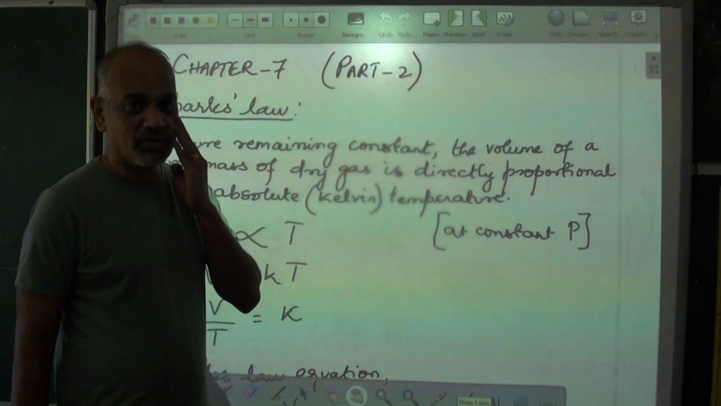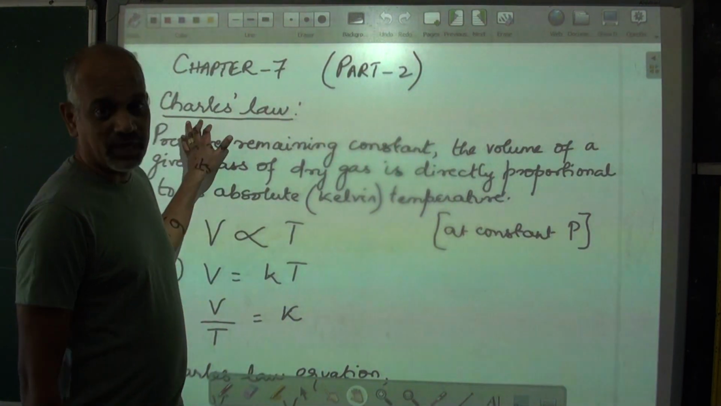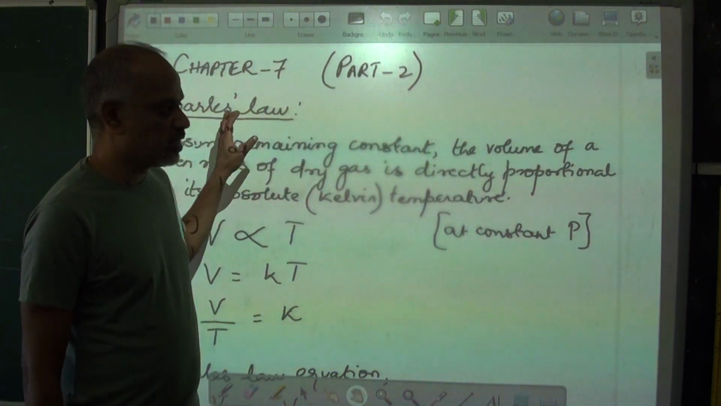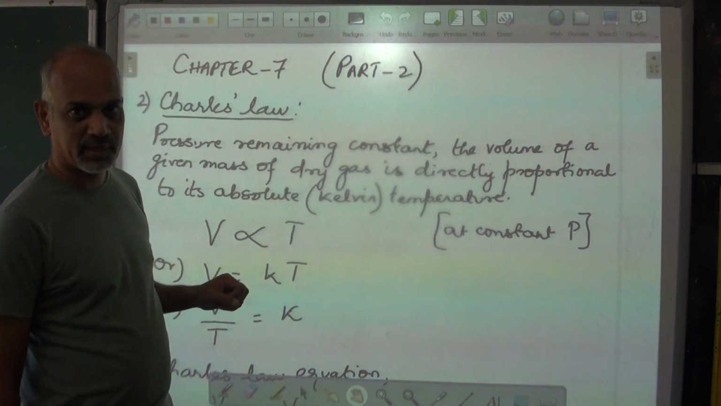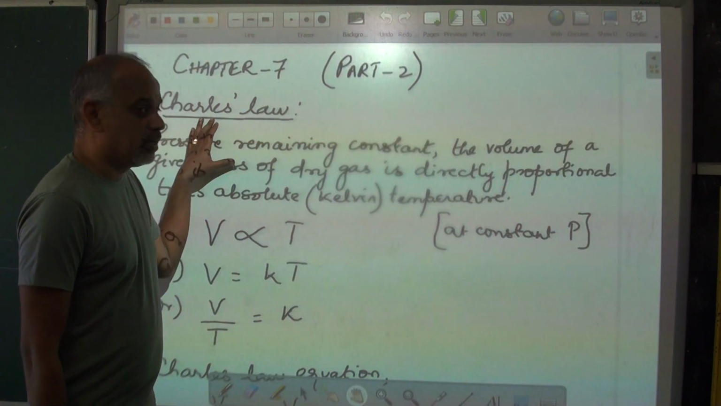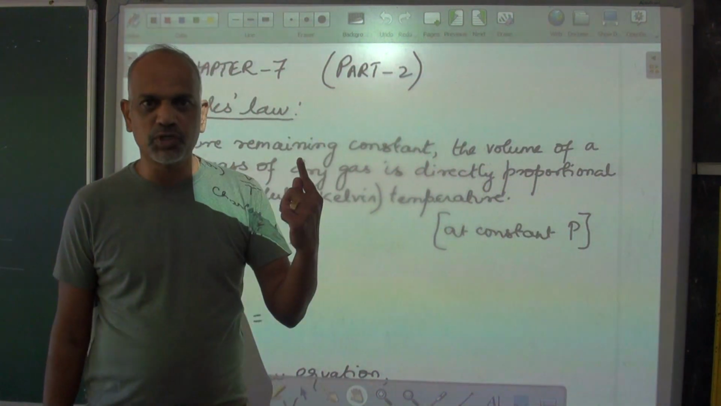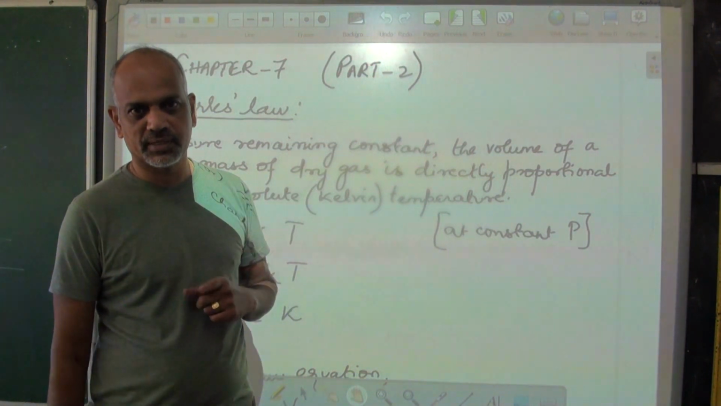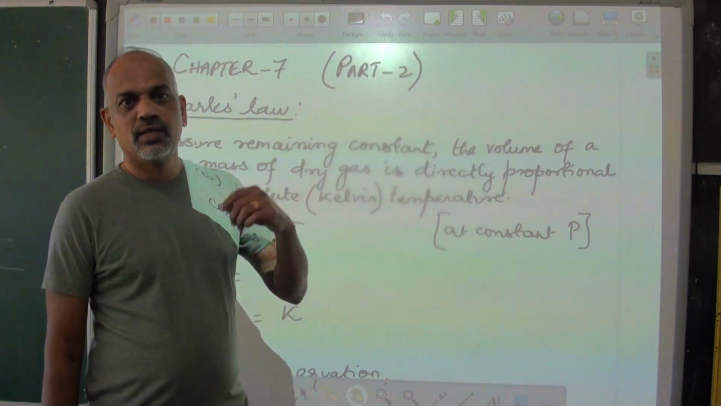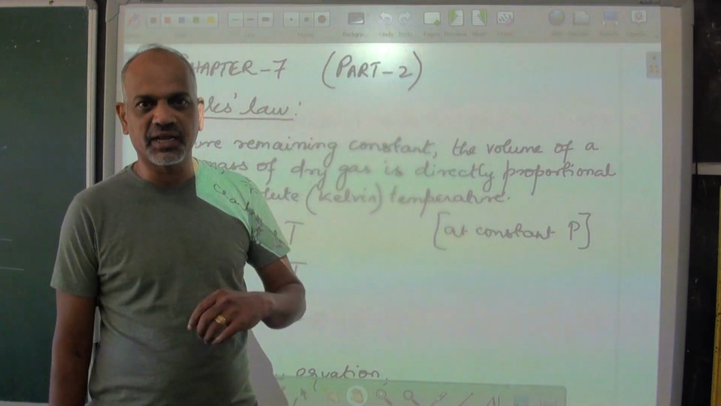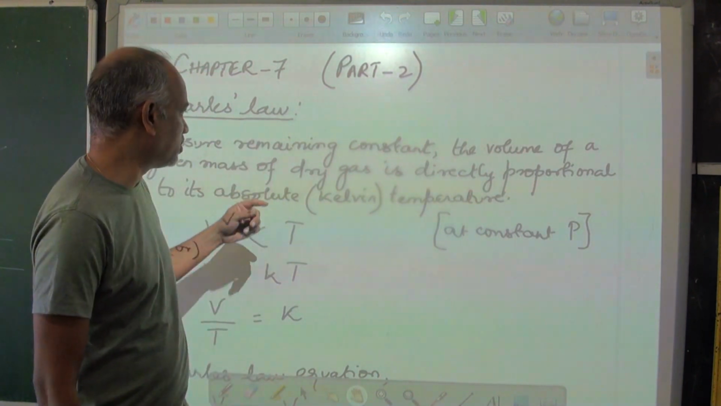This is the second part of chapter 7 on study of gas laws. We had seen Boyle's law in the previous class. The second law is called Charles's law. Now, in Boyle's law, there was one quantity which was constant, that was temperature. If temperature is constant, then the volume and pressure are inversely proportional to each other. That was Boyle's law.